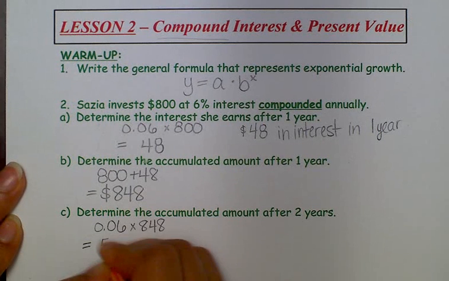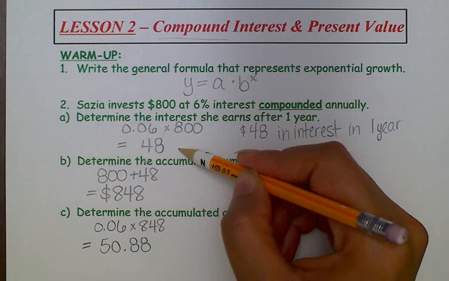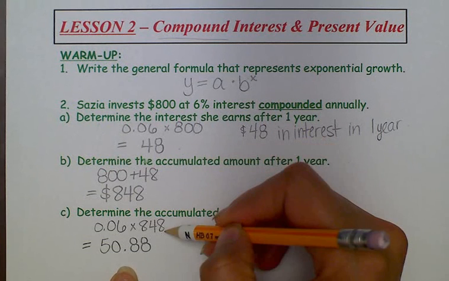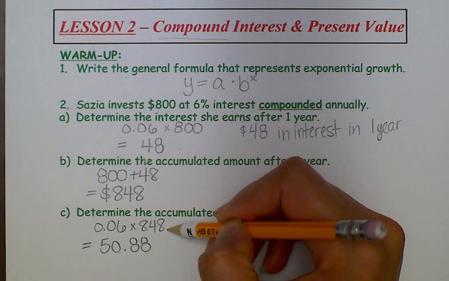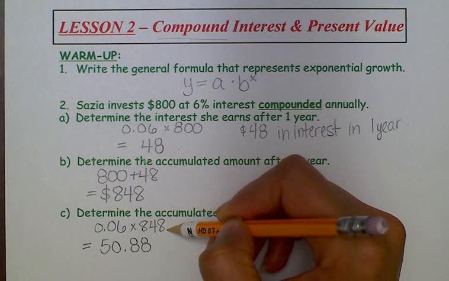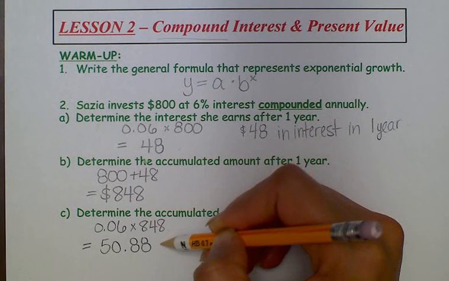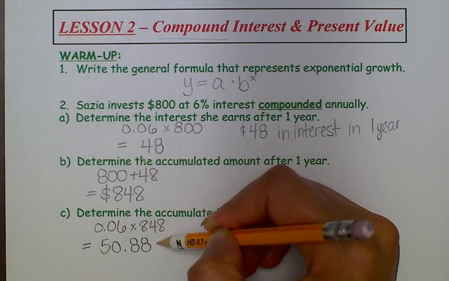And if you compare how much interest she earned in her first year versus in her second year, you'll notice that she's earned an extra $2.88. Well, where did that extra money come from? Well, it came from the fact that in her second year of her investment, she's actually earning interest on interest. So she only put in $800 in her account. That extra $48 that she earned in interest after the first year is what she's actually building more interest on, and so she's making more interest in the second year than she did in the first year.